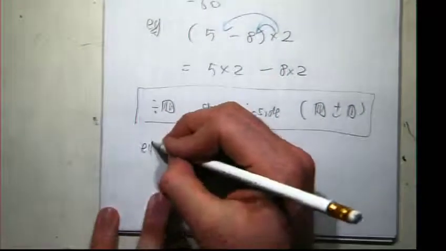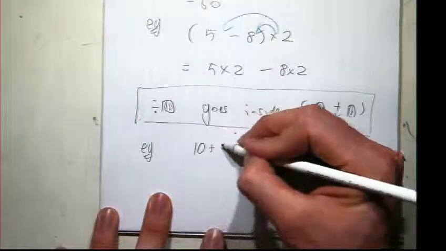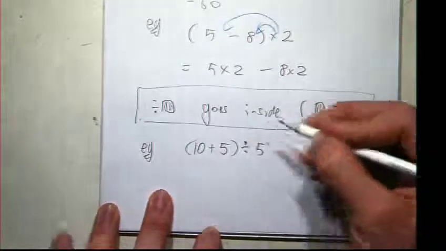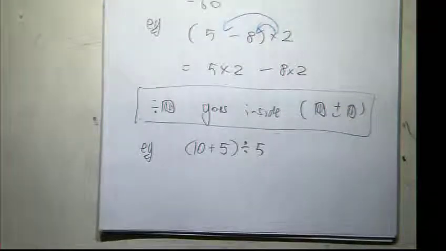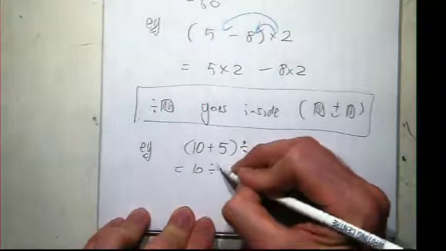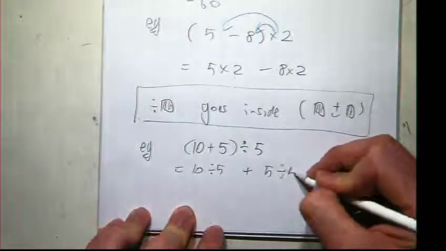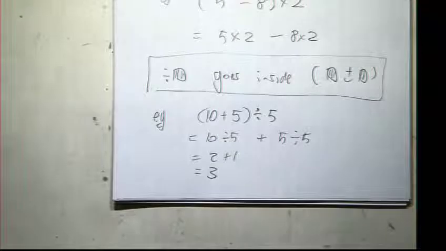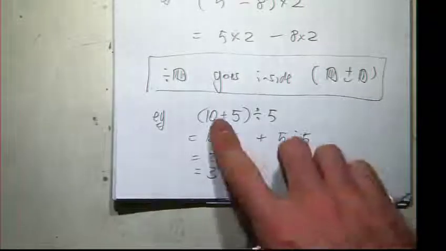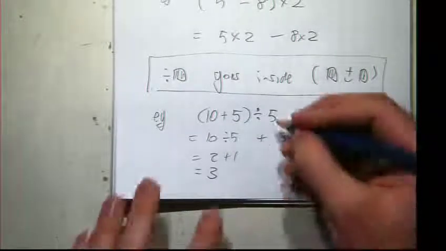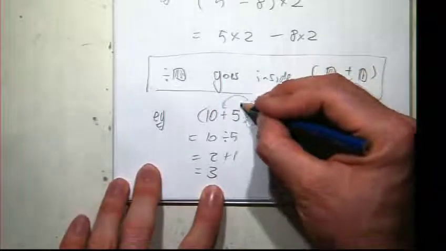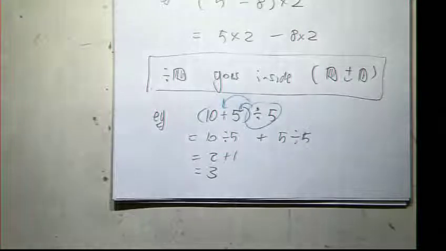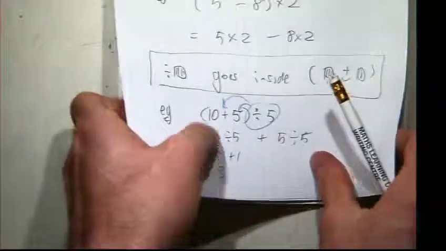Okay? (10 plus 5) divided by 5. I could just as easily go 10 divided by 5 and separately 5 divided by 5, which gives me 2 plus 1, which is 3. Okay? I can divide them separately. The divided by 5 went in and belonged to both of them. But it won't work the other way round. It will not work if you have the divide on the other side.